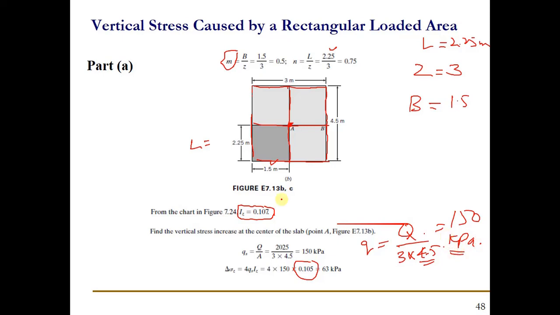Now you already know that there are 4 contributing corners here beneath the point A. So if we multiply 150 into I, we need to multiply it with the 4, and that would be 63 kilopascal. Delta sigma value will be equal to 63 kilopascal.